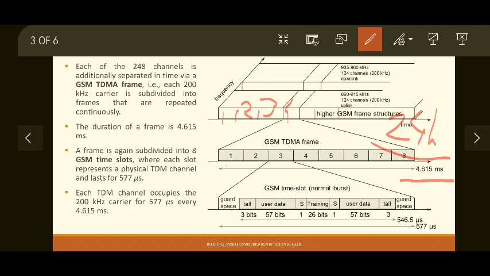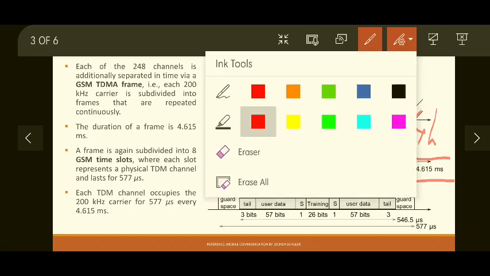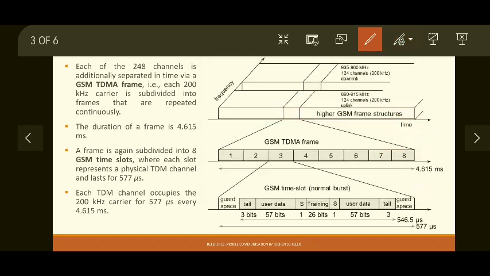Within each frame there are 8 time slots. That means 8 users can transmit data. Each user is allocated a single time slot. The duration of each time slot is 577 microseconds. This is the duration of an individual time slot. So this is dividing a frequency into different time durations, that is TDMA. That's why this is a combination of TDMA and FDMA.